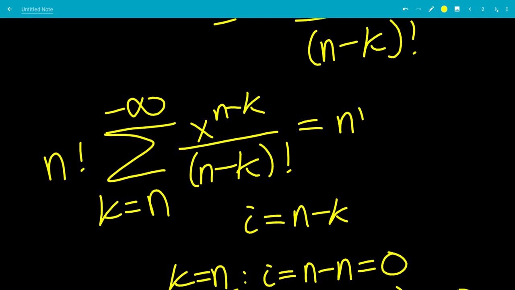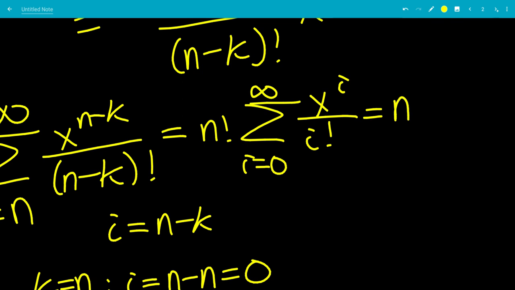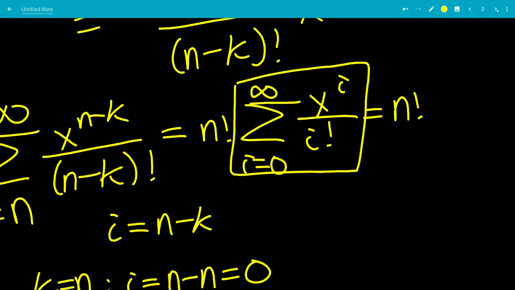So we're going to have n factorial times the sum from i equals 0 to infinity of x to the i over i factorial. Okay, so this would be n factorial. And what is this? Now, this is a very common power series. This is the power series for e to the x.